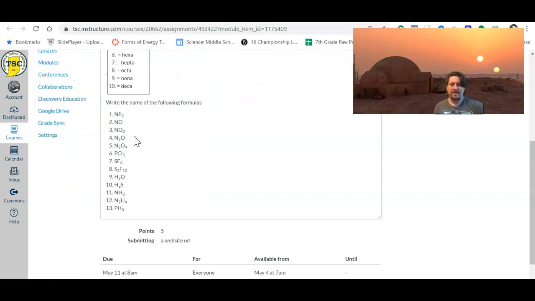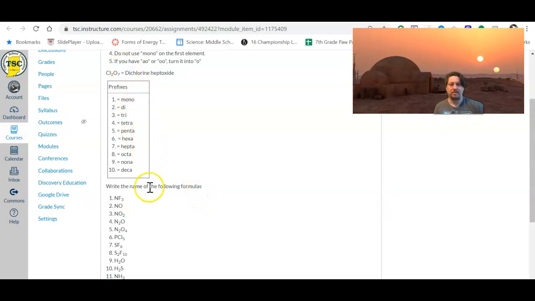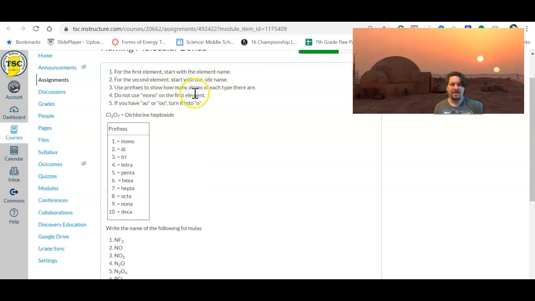You are going to take these 13 formulas and rewrite them using this naming system. The first one, nitrogen fluorine. For naming this one, we're going to write the first element, nitrogen. There is no prefix to it, so it stays the same. Fluorine, we're going to use the ide name, so it'll be fluoride. Since there are 3, we use tri. So nitrogen trifluoride. Do the next 12 in a similar manner.